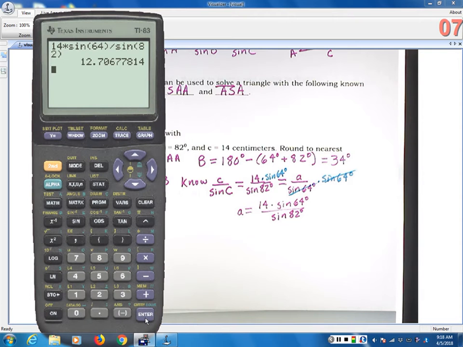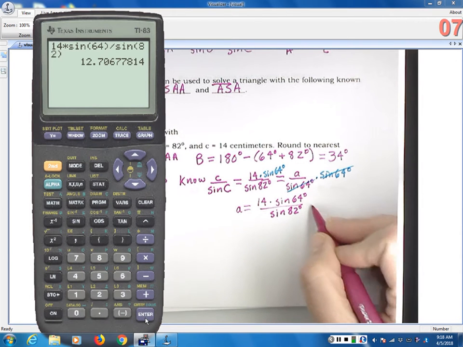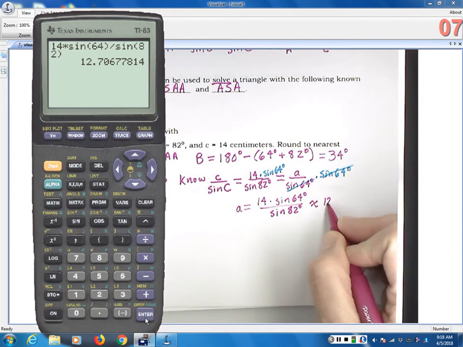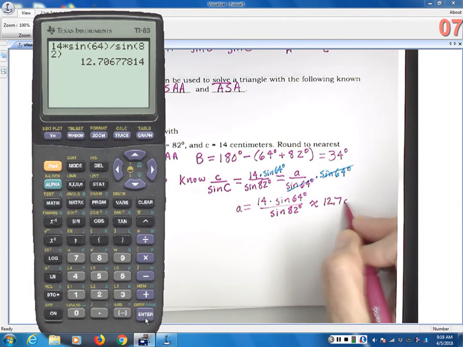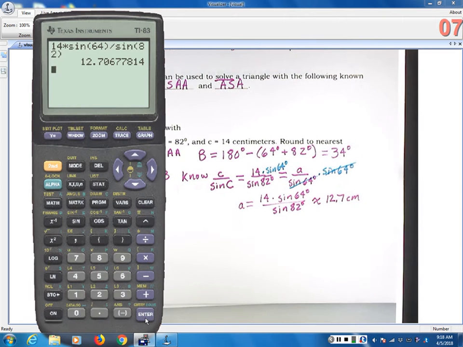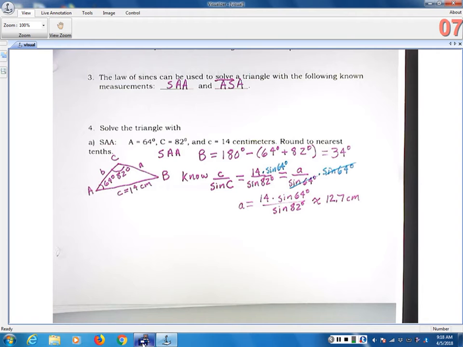And it said round to 1 decimal place. So it's approximately 12.7 and it's in centimeters. That's what a is. All right, what's b? Put 12.7 over sine of 64 and so 4 degrees.